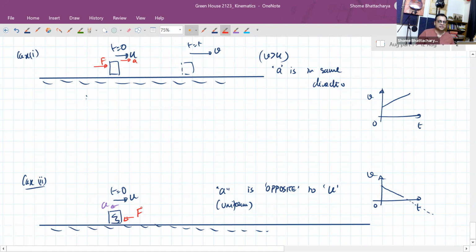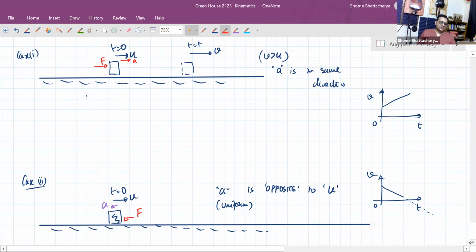Now there might be combinations like this: U is positive, A is negative; U is negative, A is positive. All those things are there. But importantly, what is happening? Either they are parallel to each other, in the same direction, or they are opposite to each other. That means they're at 180 degrees to each other. So in that sense, there are only two cases which are possible.